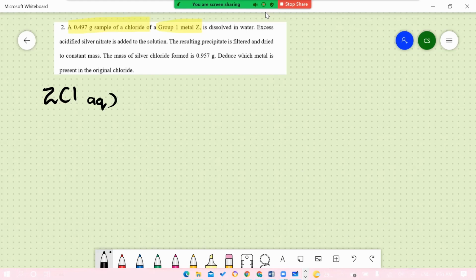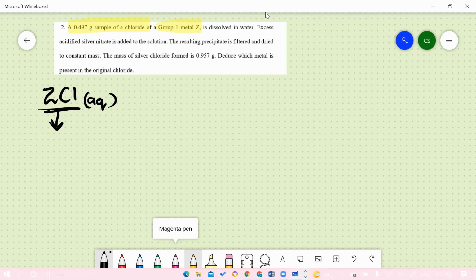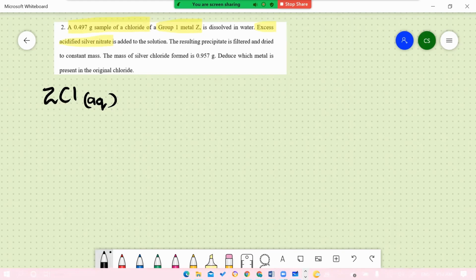Very good. And we didn't have to ponder whether it would dissolve in water because one, they told you that it would, and you know it would because all group 1 chlorides are soluble. Everything from group 1 is soluble. Then it says that excess acidified silver nitrate is going to be added to it. This is AgNO3, right? Very good. AgNO3.